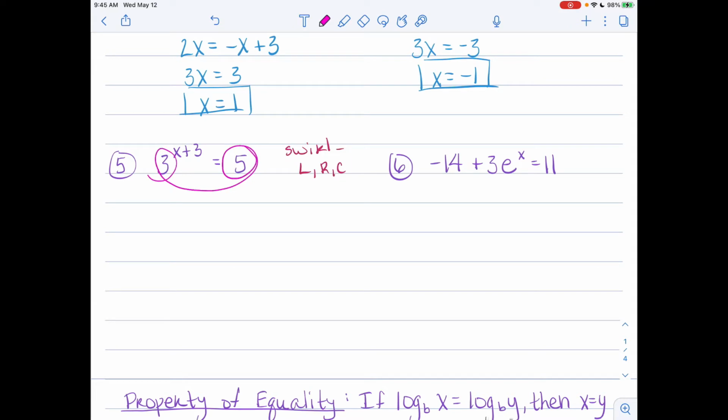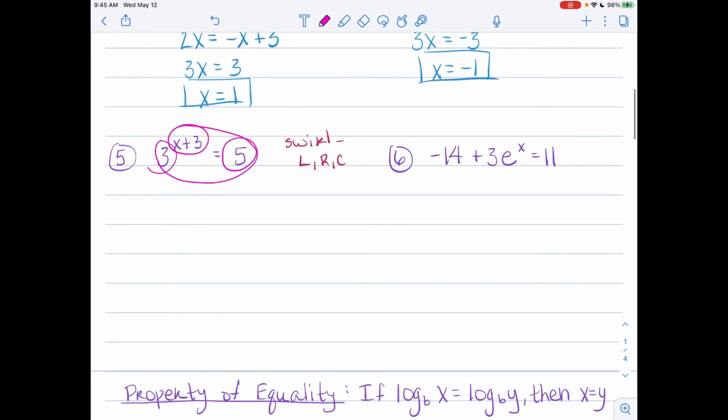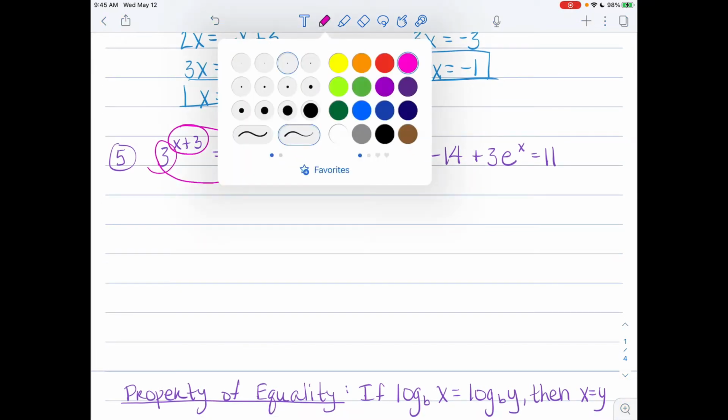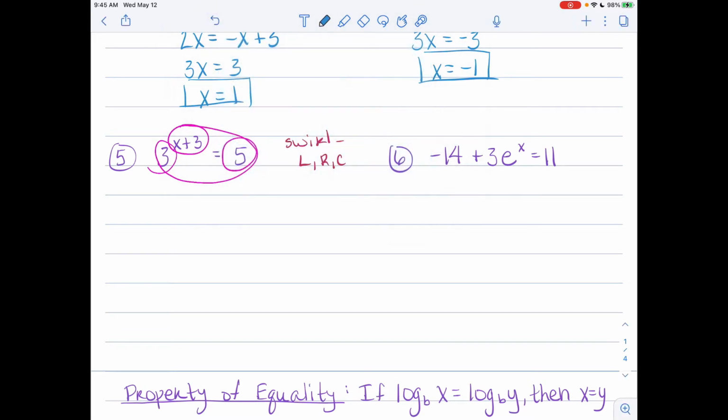3, 5, x plus 3. So we will rewrite this in log form. Remember that the first thing is to actually write log. Base 3 of 5 is equal to x plus 3. Okay, now x has escaped from the exponent because we've rewritten in log form.